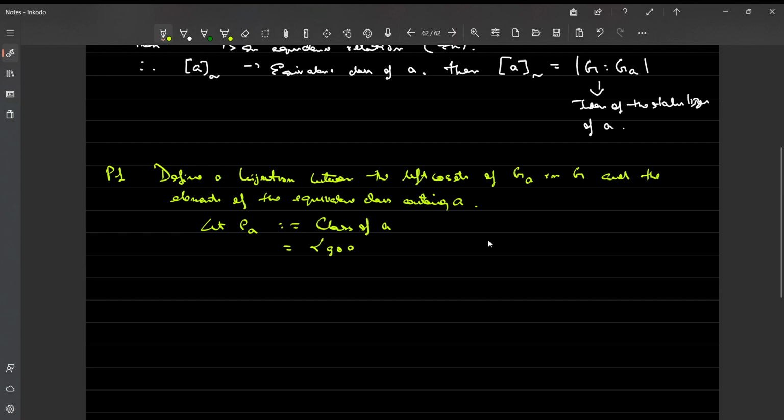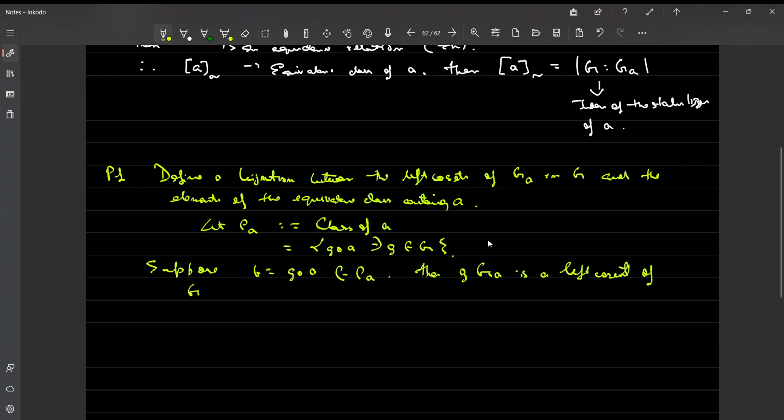We define, let C of A be the class of A, that is the equivalence class of A. So basically C of A is nothing but the set of elements g of A such that small g is in capital G. Right. Now suppose B is equal to g of A. So this is obviously in the class of A. Then g of capital GA is a left coset of GA in G.